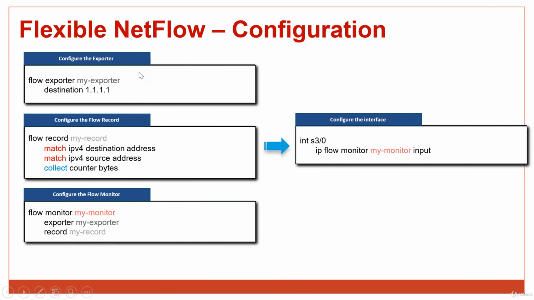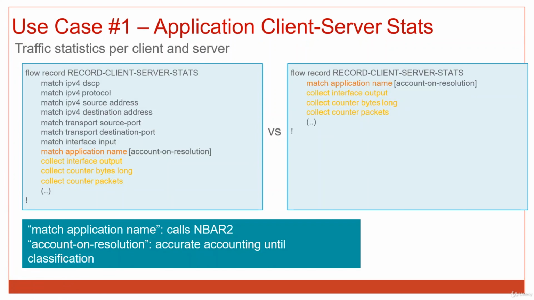All right, so how we can go and configure here, you can see that you can go and create the exporter, who is your destination where you want to export. Then you can match the key and non-key items like match and collect keyword. Then inside the monitor, you can call point 1 and point 2, that is the flow exporter and flow record. And then obviously you should go and apply over the interface. Okay, so these are the steps that we can go and use to enable the NetFlow. Now there are some use cases.